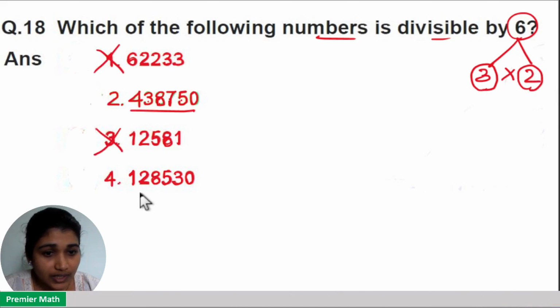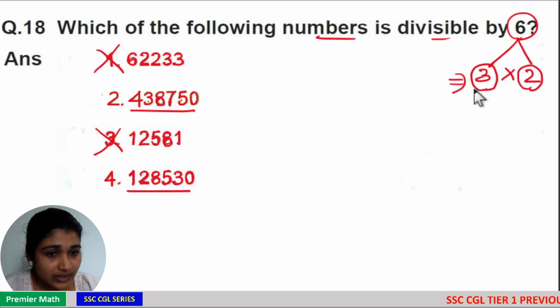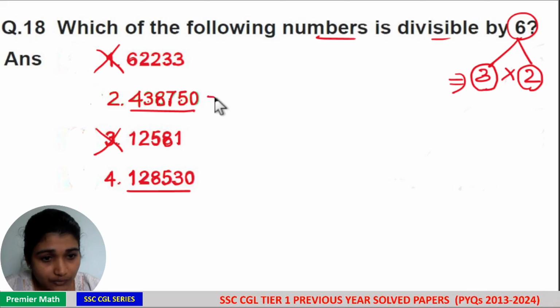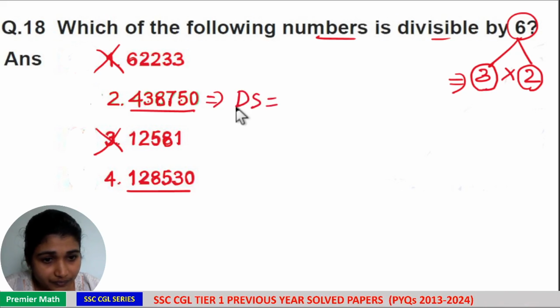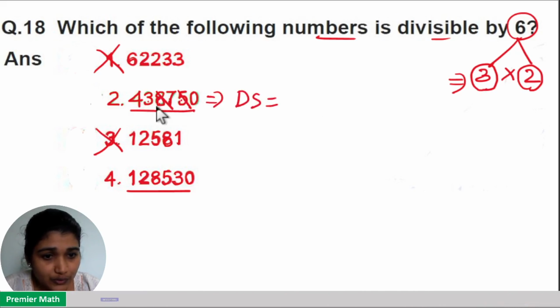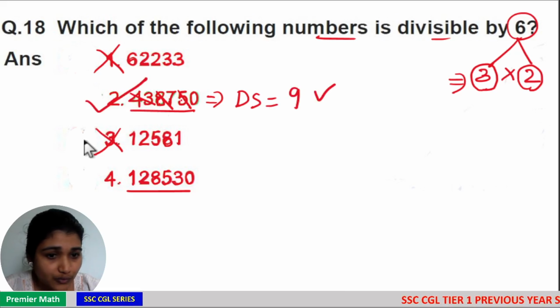Now check options 2 and 4 with the divisibility rule of 3. When a number is divisible by 3, the digital sum of that number should be a multiple of 3. So check the digital sum here. 8 plus 7 is 15, 15 plus 5 is 20, 20 plus 7 is 27. So 2 plus 7 is 9, the digital sum, which is divisible by 3. So option 2 is our answer.